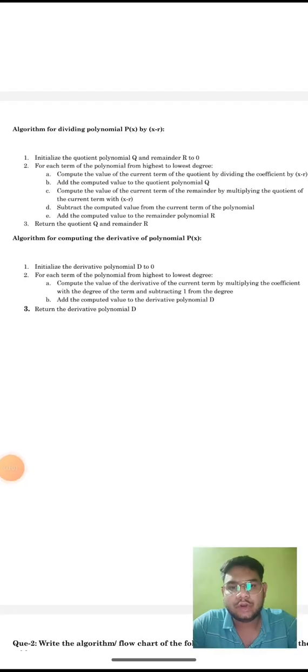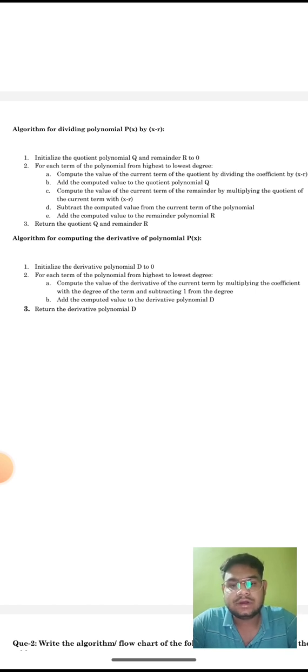Algorithm for dividing polynomial p of x by x minus r. Step 1. Initialize the quotient polynomial q and remainder r to 0. Step 2. For each term of the polynomial from the highest to lowest degree, A. compute the value of the current term of the quotient by dividing the coefficient by x minus r. B. Add the computed value to the quotient polynomial q.